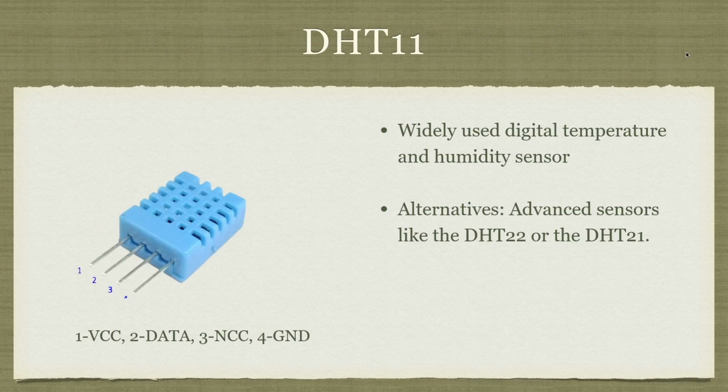Now, moving on to the several components like DHT11. DHT11 is a widely used digital temperature and humidity sensor. It converts the analog readings to digital by itself. There are many alternatives like DHT22 and DHT21. It has 4 pins: VCC, data, NC, and ground. And this is a very efficient humidity and temperature sensor which sends the values to the ThingSpeak platform.